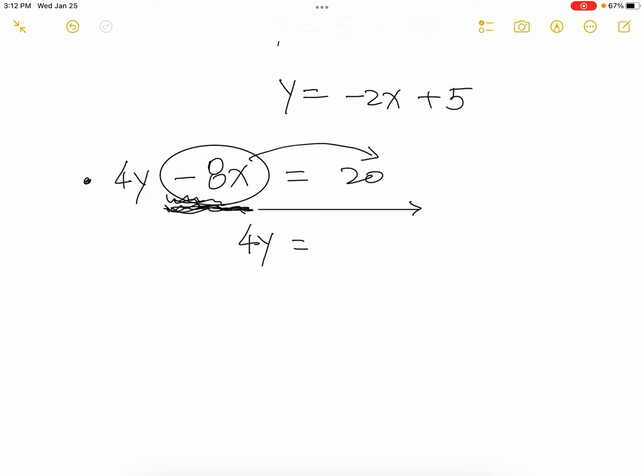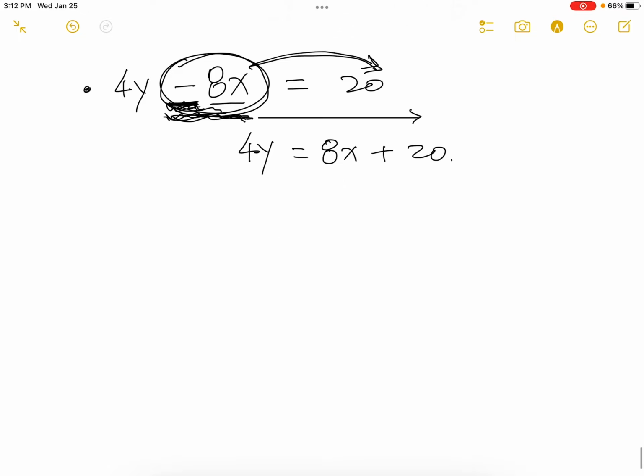So then again, two things happening here, right? So first, we're moving minus 8x to the other side, moving the minus sign as well as the 8x. And then when we move it over, we have to change the sign. So that goes from minus to plus 8x plus 20. The remainder steps are the same.